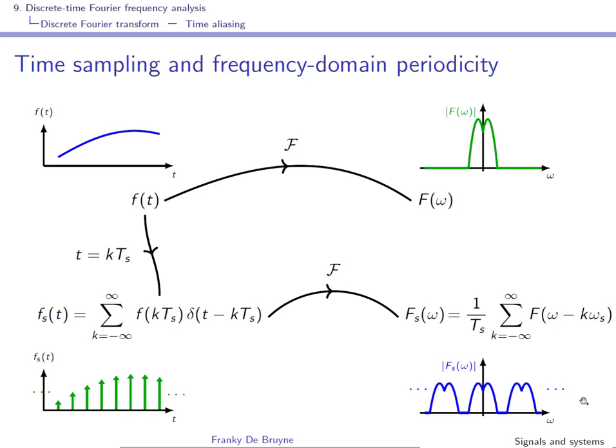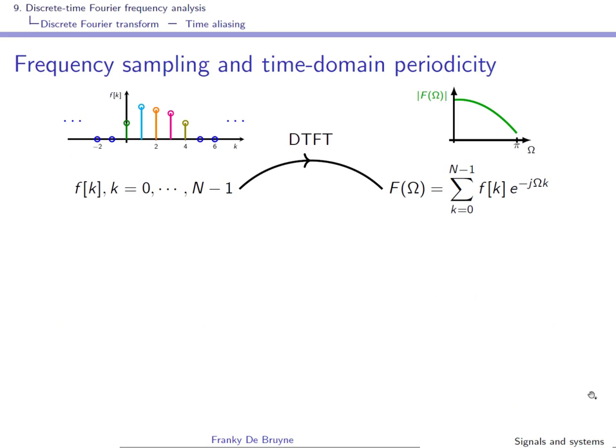frequency folding. In our new situation, we will not do sampling in the time domain, we'll do sampling in the frequency domain. So what will happen is not frequency aliasing, but time aliasing. So this is the situation.